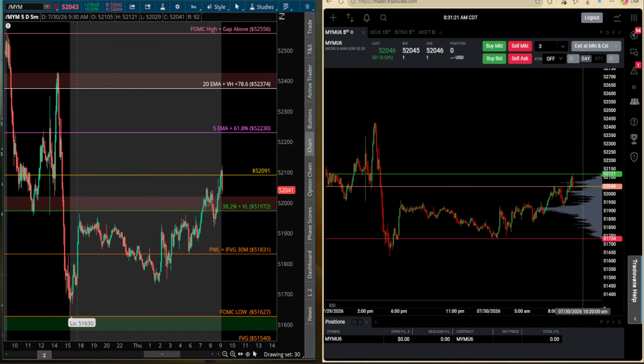So the opening print is here. 52,100 is the high, which is just above the point of control. There is no 1 minute candle yet, but we are trading below it, and we also have a gap down.